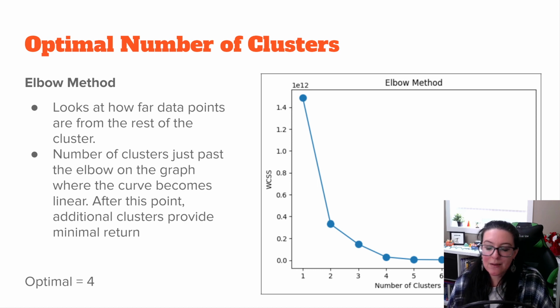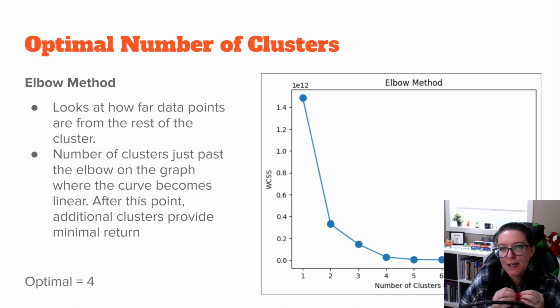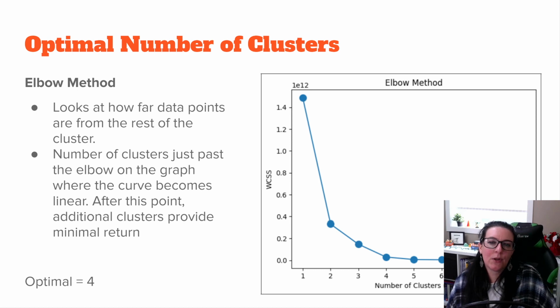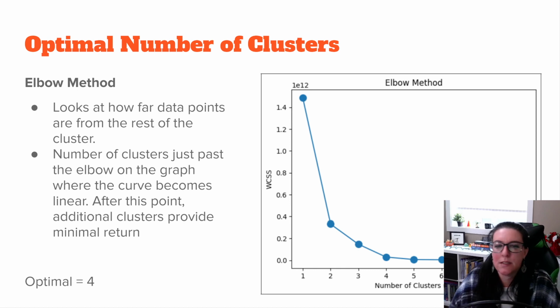So with k-means clustering, we have to choose the number of clusters. One way to choose the number of clusters is to use what is called the elbow method. The elbow method looks at how far data points are from the rest of the cluster. We talked about how k-means tries to put each data point closest to the center of the cluster. Otherwise, it puts it in another cluster. And the elbow method looks at how far the data points are from the rest of the data points in the cluster. So they should be a little denser, right?